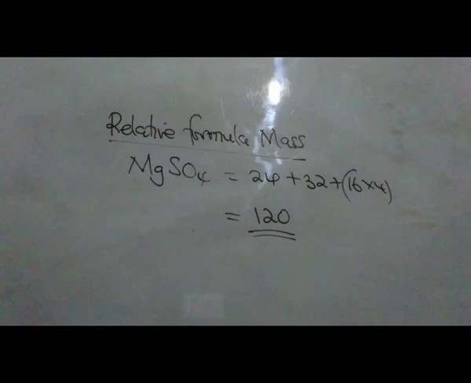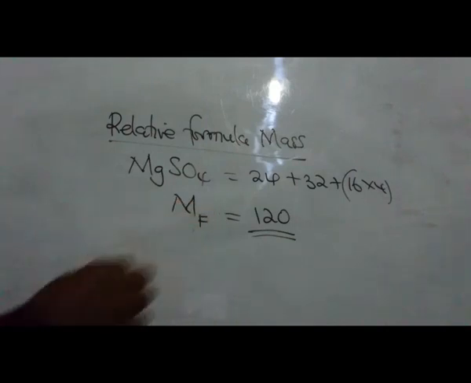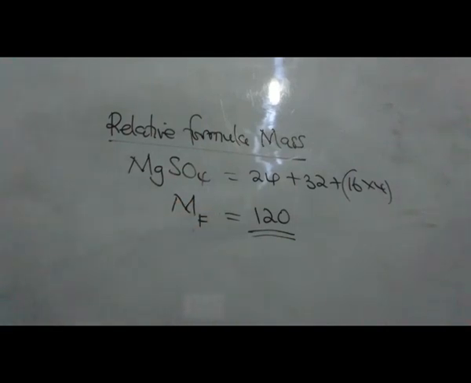So the formula mass of magnesium sulfate is equal to 120. So this is the formula mass. That's how we get the answer. The calculation is the same, but we have to know that they are different things. The relative formula mass and the molecular mass are different.